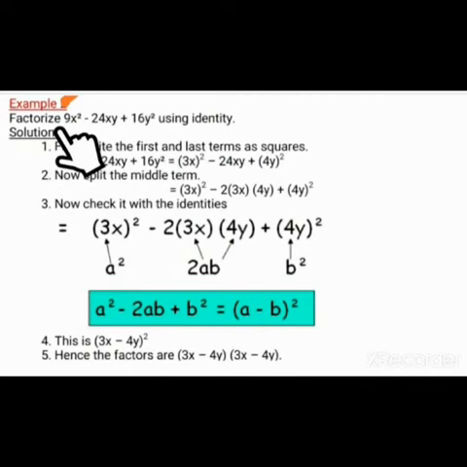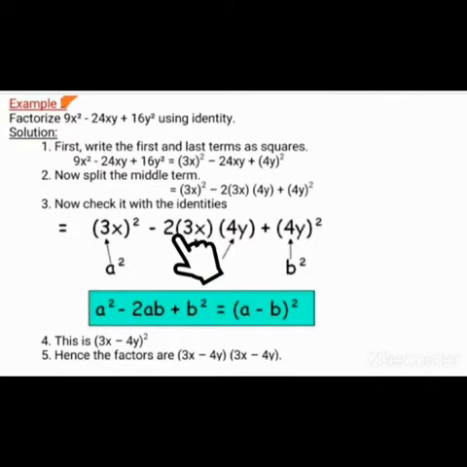Now let us understand with an example. Factorize 9x square minus 24xy plus 16y square using identity. First, write the first and last term as squares. 9x square is (3x) whole square, and 16y square is (4y) whole square. Now split the middle term: 2 multiply first term multiply last term, that is 2 multiply 3x multiply 4y. So the first term (3x) whole square is a square, and the last term (4y) square is b square.